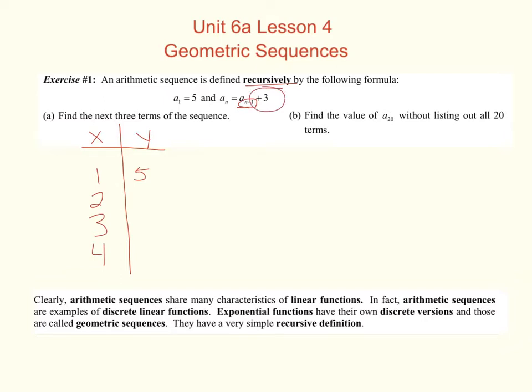And I'm changing by adding 3 each time. So I'm going to say 5 plus 3, which is going to give me 8. 8 plus 3, which is going to give me 11. And 11 plus 3 gives me 14.